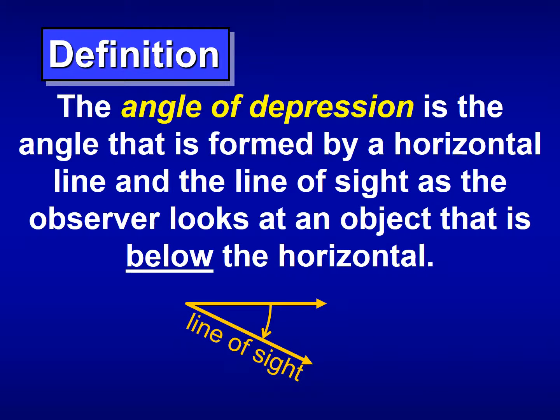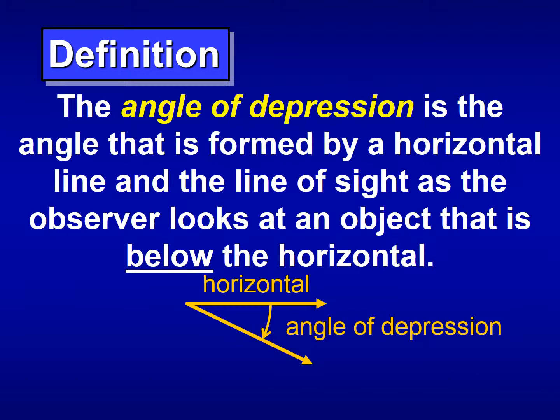We also have something called the angle of depression, and that's the angle that is formed by a horizontal line and the line of sight as the observer looks at an object that is below the horizontal. So we have a horizontal and we have someone looking below that horizontal. So here's our horizontal, here's our line of sight, and that's our angle of depression.